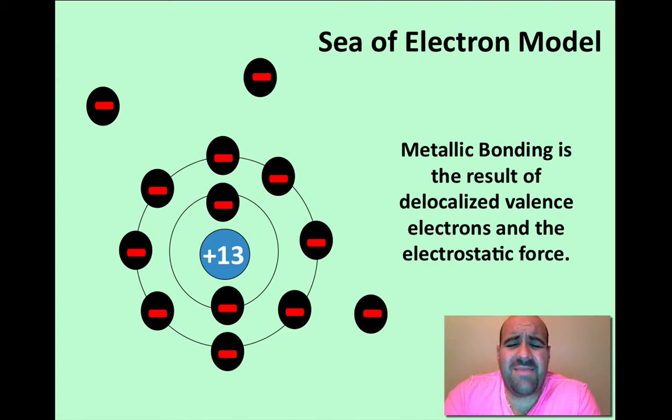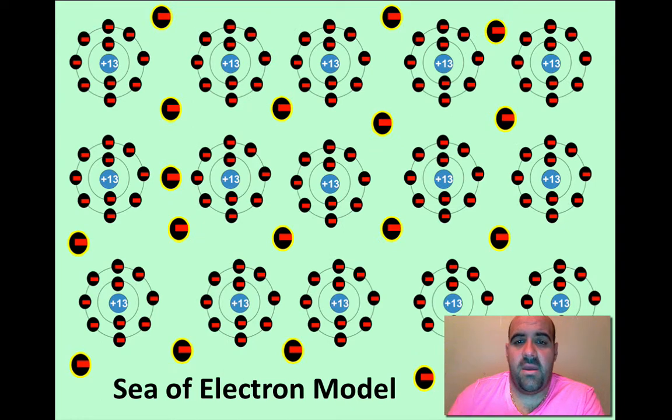So when we're dealing with metallic bonding, we have something called the sea of electron model. And metallic bonding is going to be the result of delocalized valence electrons and the electrostatic force. And we'll see what that means in the next slide. But the idea is that aluminum or any metal is going to form a cation by losing all of its valence shell electrons. They're going to be free to roam around and in between other atoms.